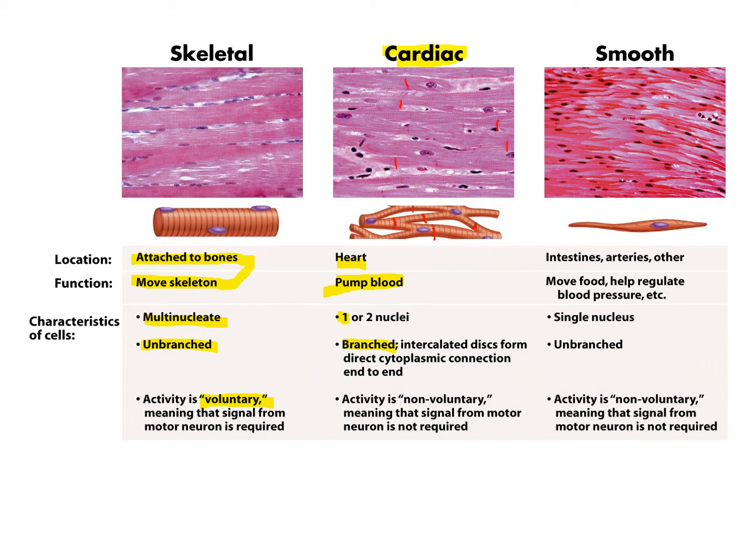The activity is non-voluntary. This tissue, similar to smooth muscle tissue, is controlled by the autonomic nervous system, and I remind you that the autonomic nervous system has two divisions, the sympathetic division and the parasympathetic division. So unlike skeletal muscle that's controlled by the somatic motor division, this is controlled by the autonomic nervous system. Somatic nervous system versus autonomic nervous system.